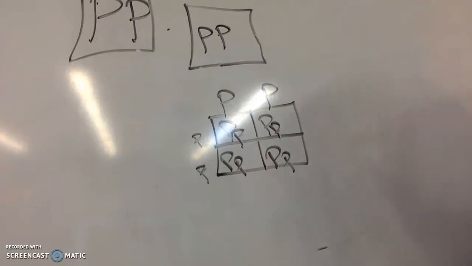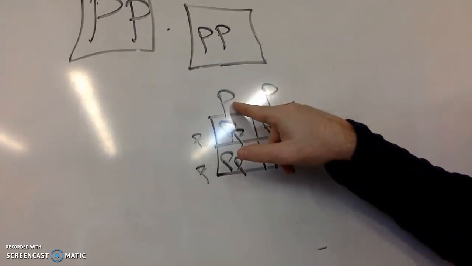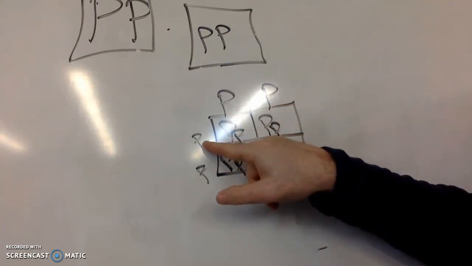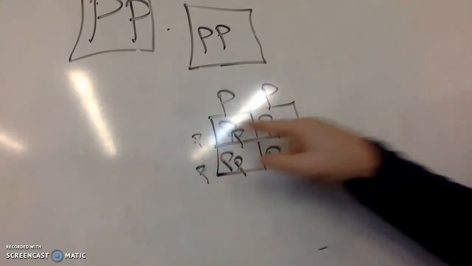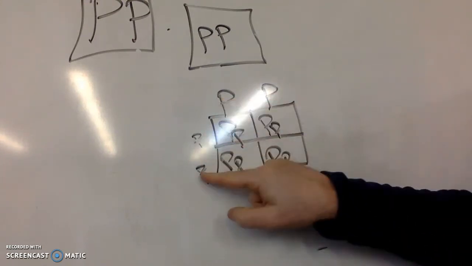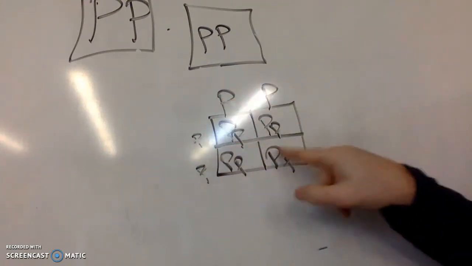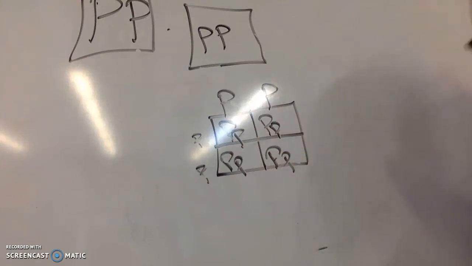All I did was essentially just multiply the genes together. You multiply the top genes by the genes on the side. Okay? Big P, little p, I get that there. Big P, little p, I get that there. Big P, little p, and I get that there. Look, those are the genotypes. Each one of those individuals is heterozygous.